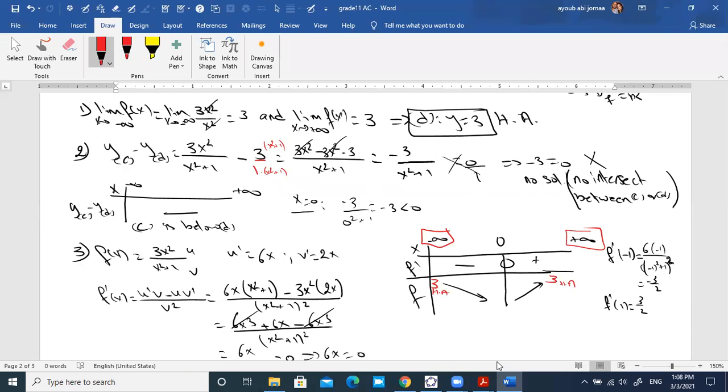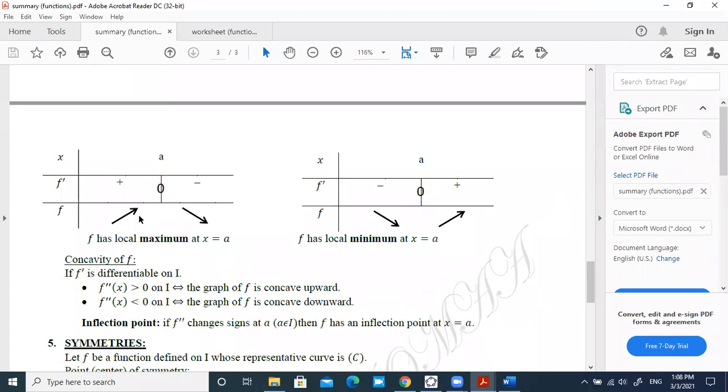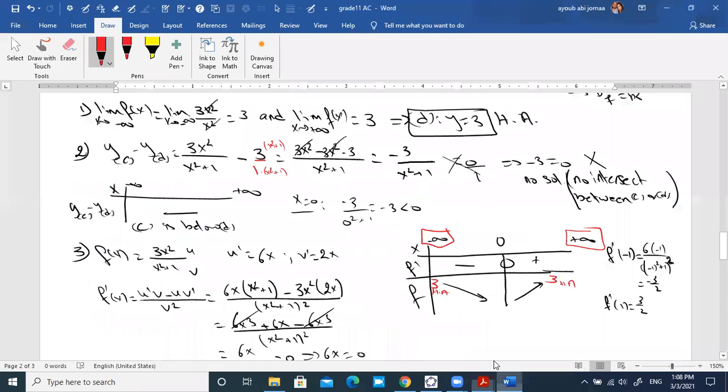Right. Here we have a minimum. Decreasing, then increasing, we have a minimum. Increasing, then decreasing, we have a maximum. So here we have a minimum.